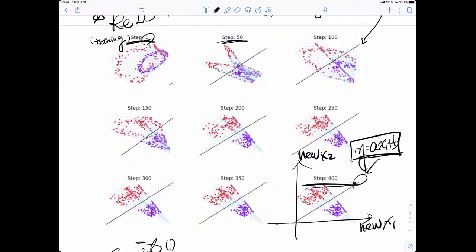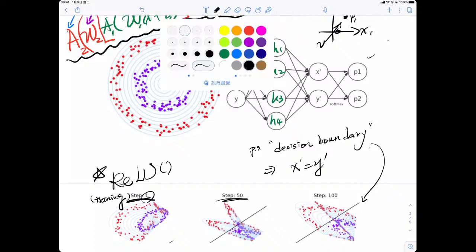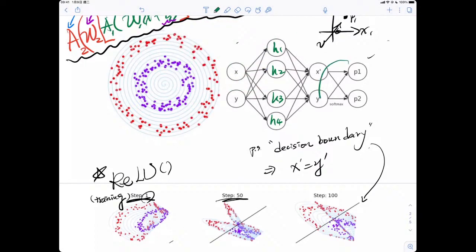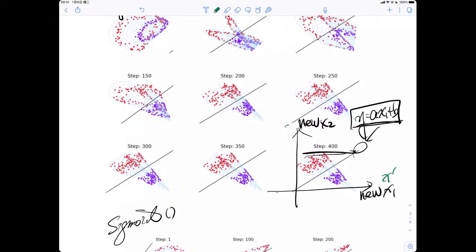So what does this line mean? This line means the last softmax. Yeah, exactly this one. Of course, there are some weights right here. So after we pass all the information to the last hidden layer, the output is x prime and y prime. That means this information has already been twisted, rotated, and shifted to a new latent space, and this new latent space is x prime and y prime.